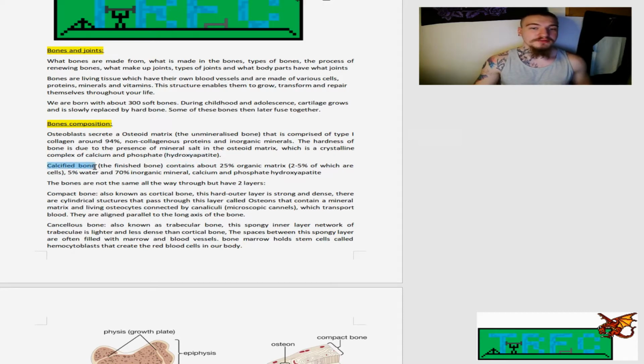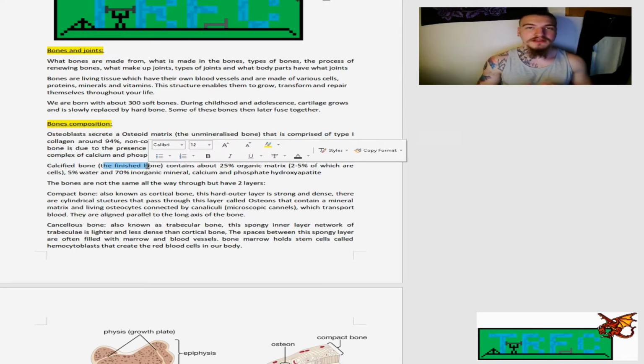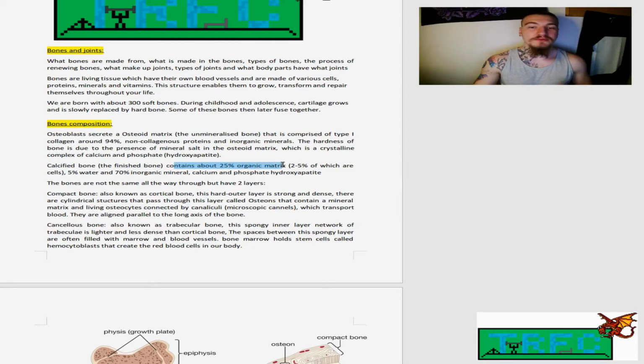So calcified bone, this is the mineralized bone, like the finished product. This contains about 25% organic matrix, of which about 2 to 5% are cells, 5% is water, and 70% is inorganic minerals, which again include calcium and phosphate, known as hydroxyapatites.